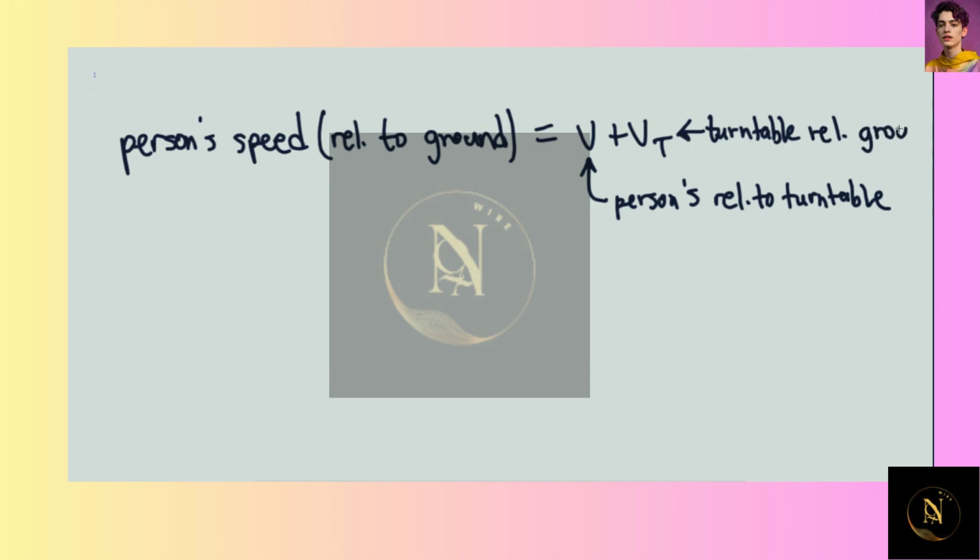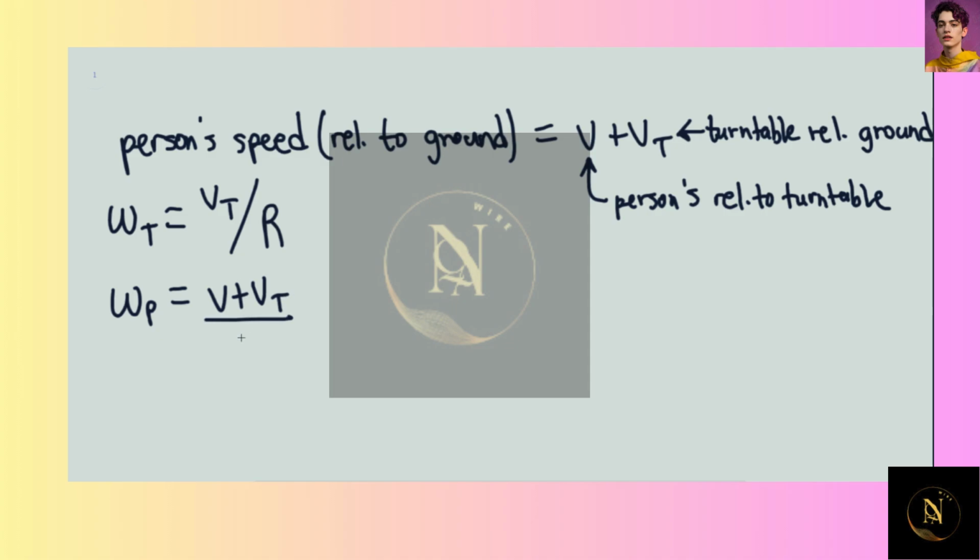to the ground. And so we can then say that the turntable's angular speed, or the angular velocity of the turntable, equals the turntable speed at the rim divided by the radius of the turntable itself. And so the person's angular speed relative to the ground would be equal to v plus v sub t divided by r. This is equal to v over r plus the angular speed of the turntable.